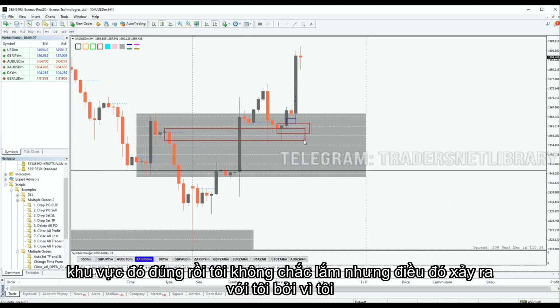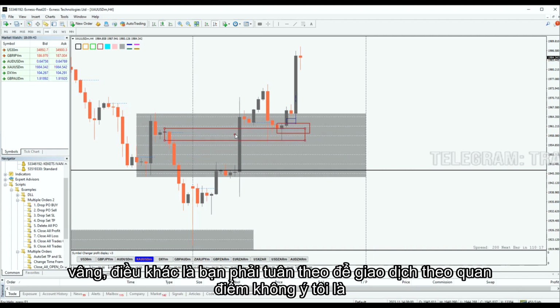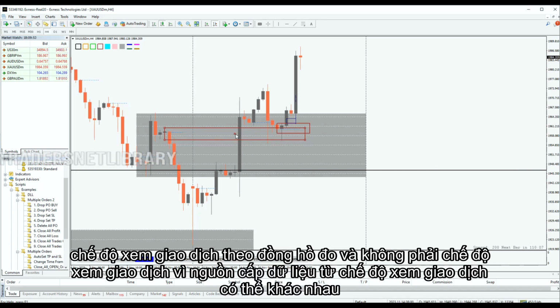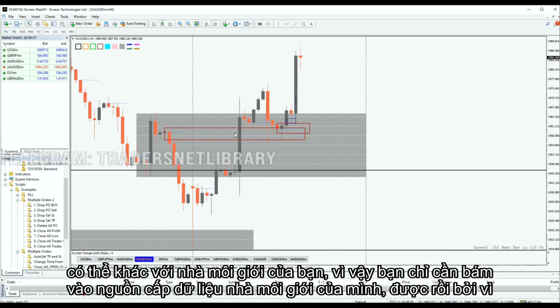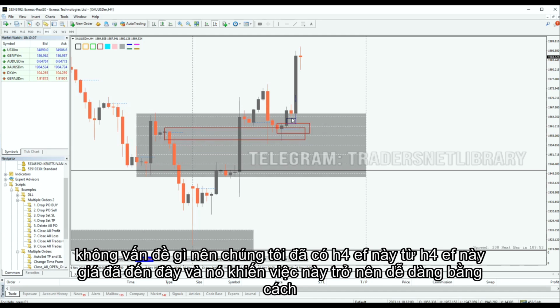That happened to me because I use TradingView for charting, and now I feel that I have to stick to MT5 or MT4 for real. I mean the MetaTrader and not TradingView, because the data feed from TradingView might differ from your broker. So you just stick to your broker data feed. I normally analyze here, not on TradingView, but I will show you on TradingView too, no problem.